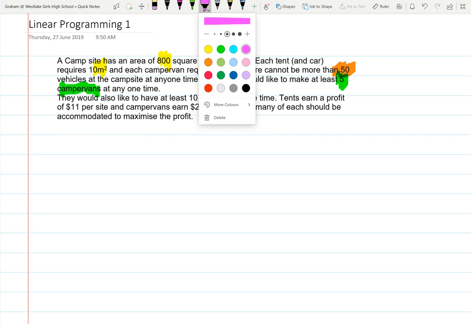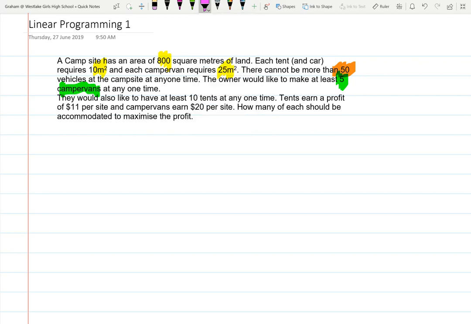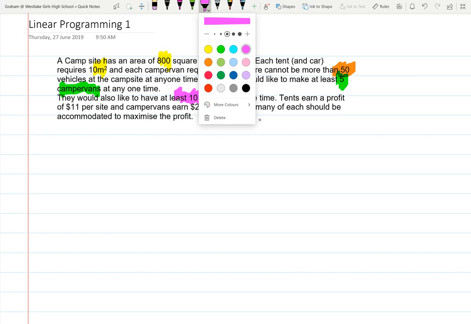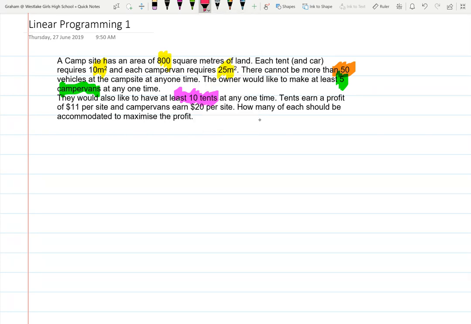And finally, they want to have at least 10 tents. And then lastly, they're telling me that tents earn a profit of $11 and camper vans earn a profit of $20 per site. So those are the bits that I'm going to use to form my equations.